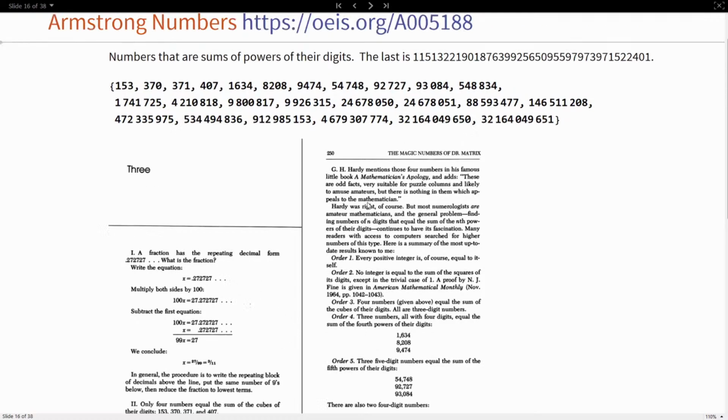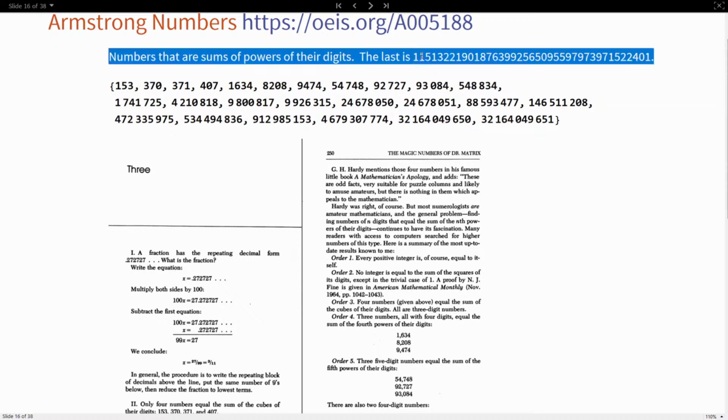Here he's listing the various numbers that have the various properties. For example, 1 cubed plus 5 cubed plus 3 cubed is 153. So in his Dr. Matrix column, he talks about these numbers, but he didn't know these were called Armstrong numbers. And this particular link doesn't know that Martin Gardner mentioned all these in a Dr. Matrix column. So I plan to go to this sequence and add it once I'm done with this talk.